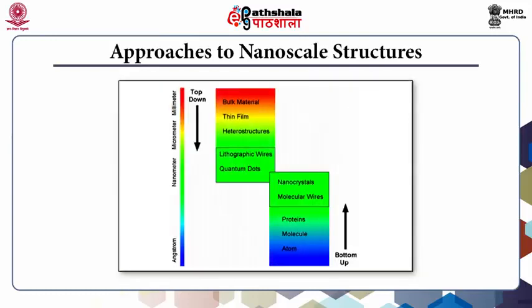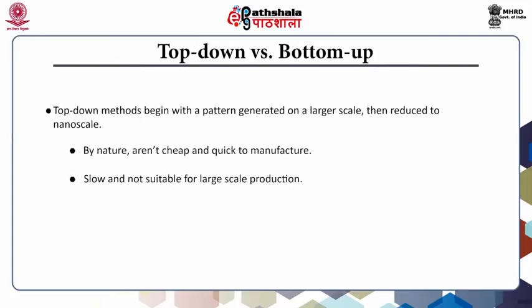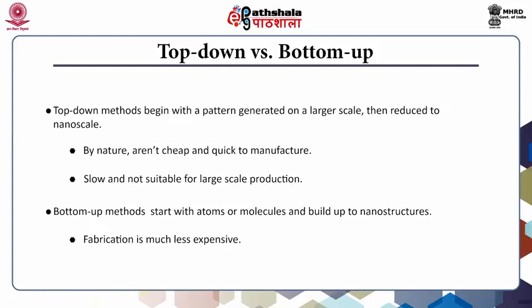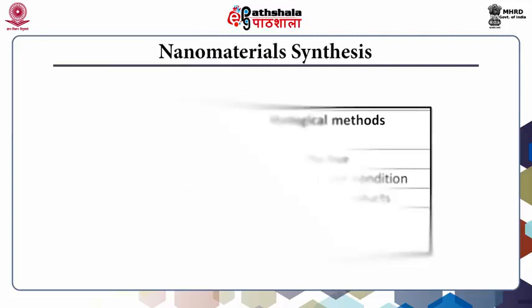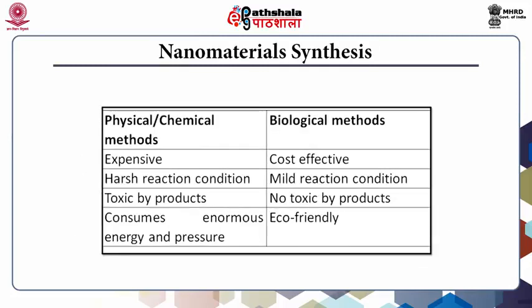There are two general approaches to synthesize the nanomaterials, the bottom-up approach and the top-down approach. The top-down method includes physical methods and the bottom-up method includes chemical and biological methods. This slide shows the comparative study of the different types of methods of synthesis of nanomaterials. Biological methods are cost effective, require mild reaction conditions, produce no toxic byproducts and are considered eco-friendly.